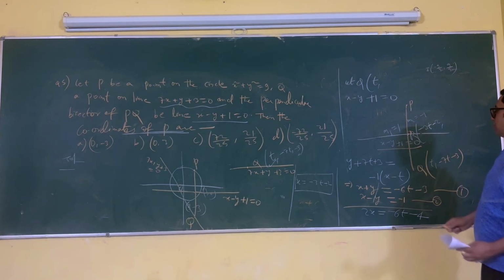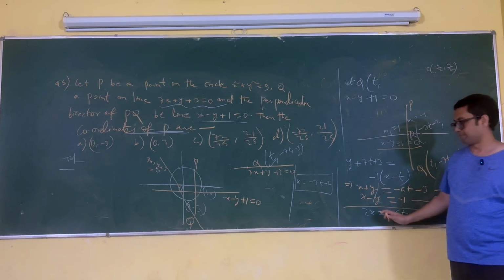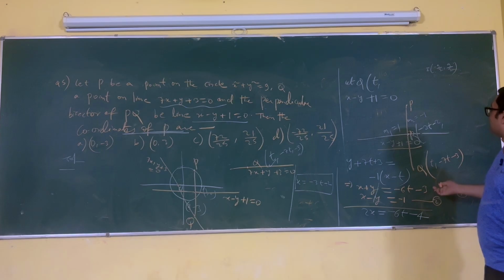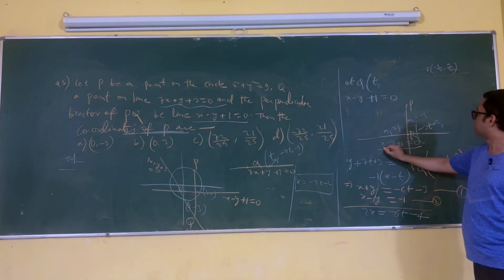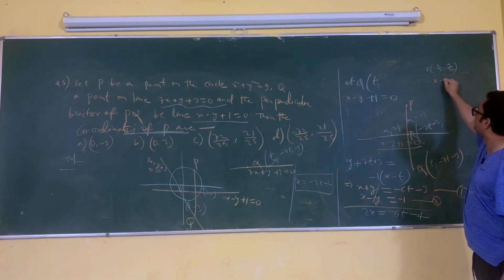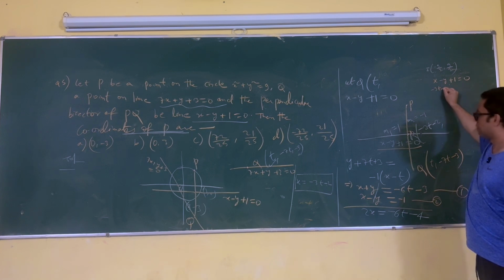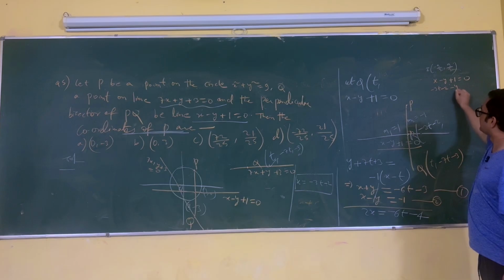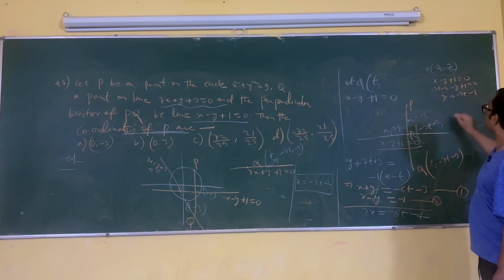And similarly, if you want the y coordinate, in this case you can simply subtract, or else you can directly put the value in this, because this value in place of x you will put here in x minus y plus 1 is equal to 0. So minus 3t minus 2 minus y plus 1 is equal to 0. So y is equal to minus 3t minus 1.